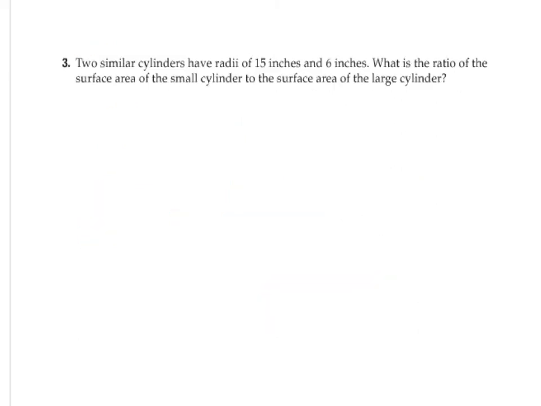Alrighty, let's do a couple more. Two similar cylinders have radii of 15 inches and 6 inches. What's the ratio of the surface area of the small to the large? Again, we have two similar cylinders where the radii are in the ratio of 6 to 15. These are the radii, so these are linear measurements. I'm going to reduce 6 to 15 by dividing both by 3 and get 2 to 5. So the ratio of their linear measurements is 2 to 5.